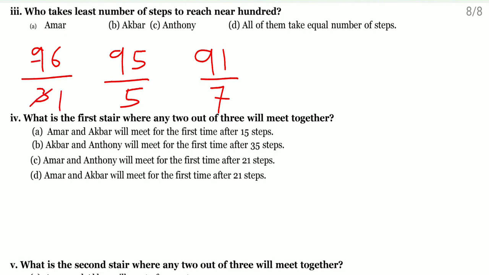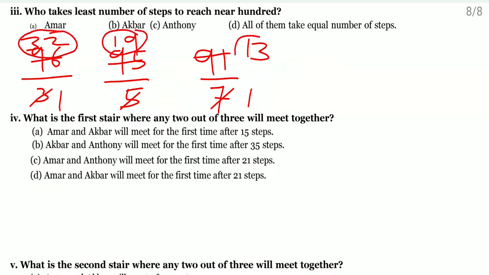So here 3 ones are 3, 3 threes are 9, 3 thirty-twos are 96. Here 5 ones are 5 and 5 nineteens are 95. Here 7 ones are 7 and 7 thirteens are 91. See, that means he has to do 32 times, here 19 times, and here 13 times to reach near 100. So who is having the least number of steps? Anthony. So our option C is the correct one.